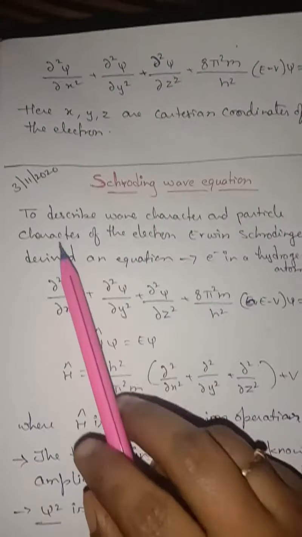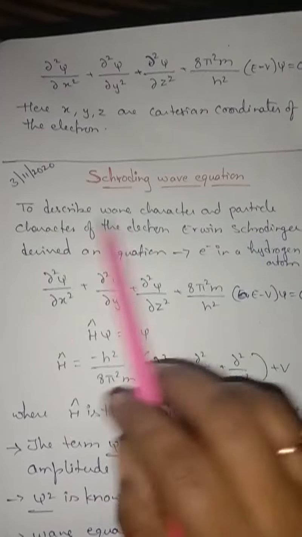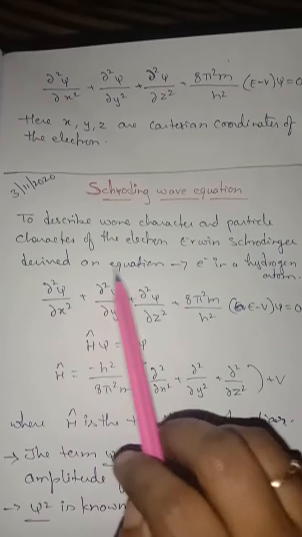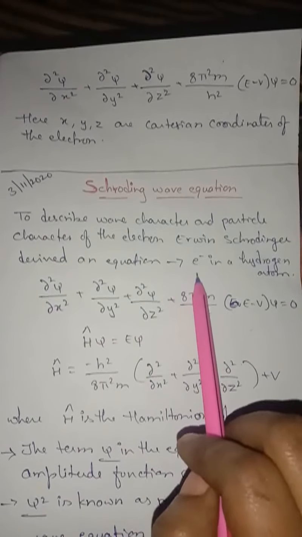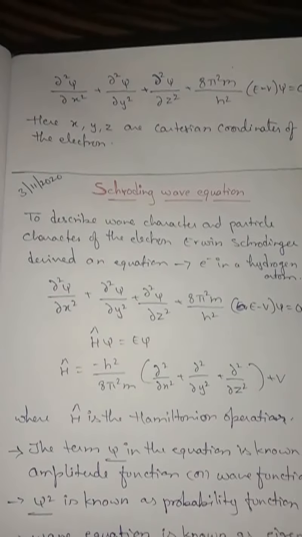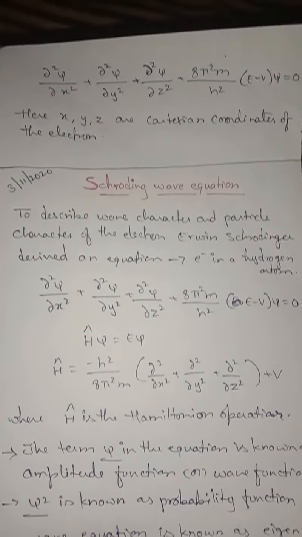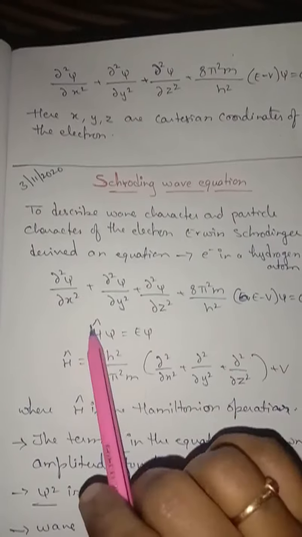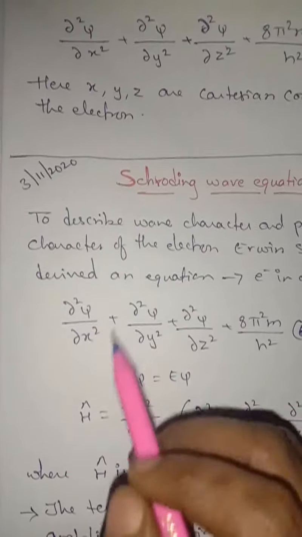So look here. To describe the wave character and particle character of the electron, Erwin Schrödinger derived an equation by taking the electron present in a hydrogen atom. A hydrogen atom has only one electron. So how the behavior of an electron in a hydrogen atom behaves, he described, and by that he has given an equation. So what is that equation, children?